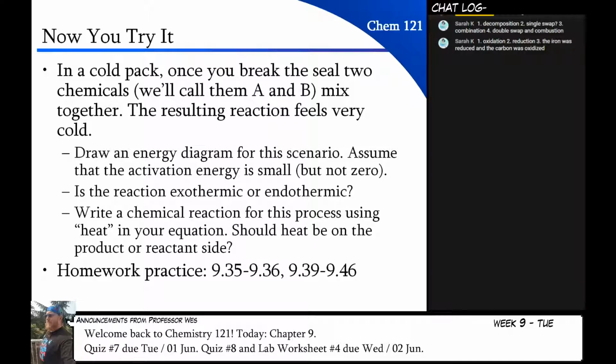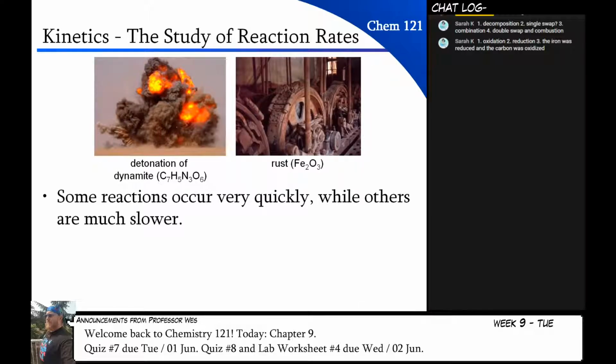All right. Now that we've talked about energy, let's talk about how fast reactions can go. Because if you heat a reaction up, shouldn't it go faster and faster? Sure. But are there other things you can do? And there totally are. On the screen, I have two reactions. One is explosive. The other is super, super slow.